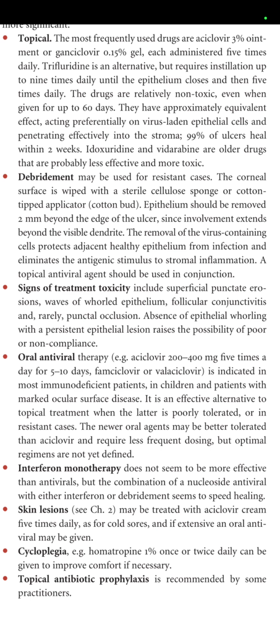Skin lesions may be treated with acyclovir 5 times daily as for cold sore, and if extensive, an oral antiviral may be given. Cycloplegics, homatropine 1% once or twice daily, can be given to improve comfort if necessary. Topical antibiotic prophylaxis is recommended by some practitioners, but it's usually not given.